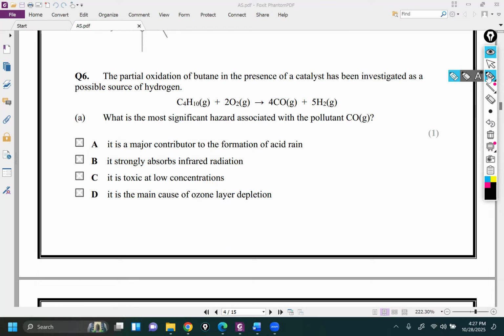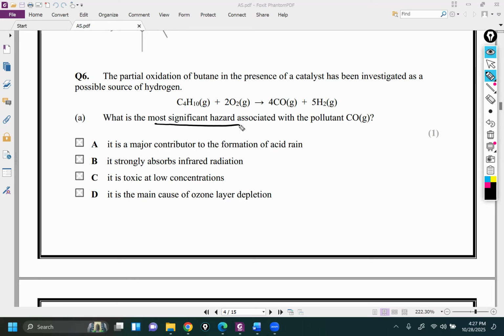Question 6. The partial oxidation of butane in the presence of a catalyst has been investigated as a possible source of hydrogen. What is the most significant hazard associated with the pollutant carbon monoxide? You know that carbon monoxide is a poisonous, toxic gas, and it stops the blood from carrying oxygen. So here they are asking what is the most significant hazard associated with carbon monoxide.